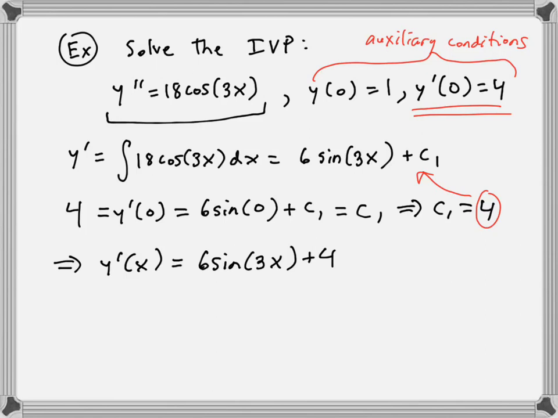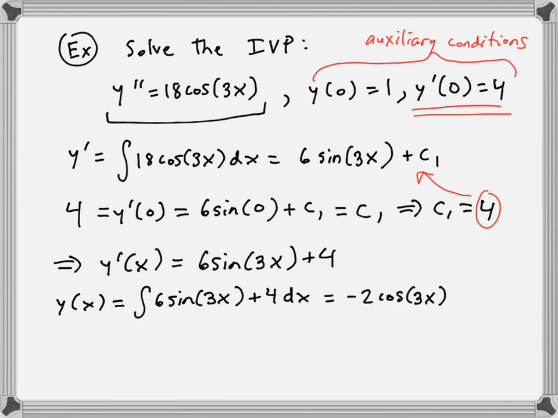So now I've got y prime, but I'm not done yet. I have to take another integral. So y of x is going to equal the integral of 6 sine of 3x plus 4 dx. What's the antiderivative going to be? Well, the antiderivative of sine of something is negative cosine, and I have to divide by that 3 in there. So I get negative 2 cosine of 3x plus 4x plus c2.